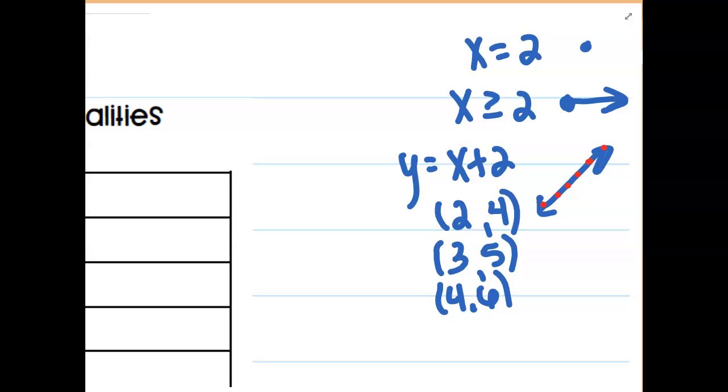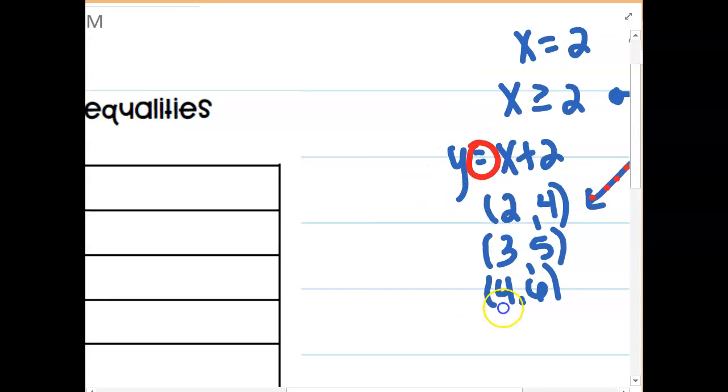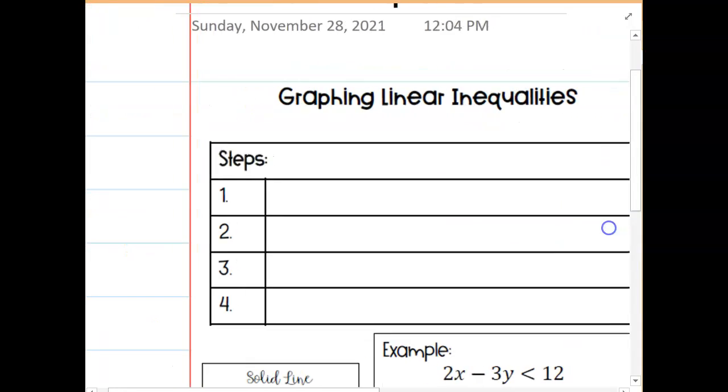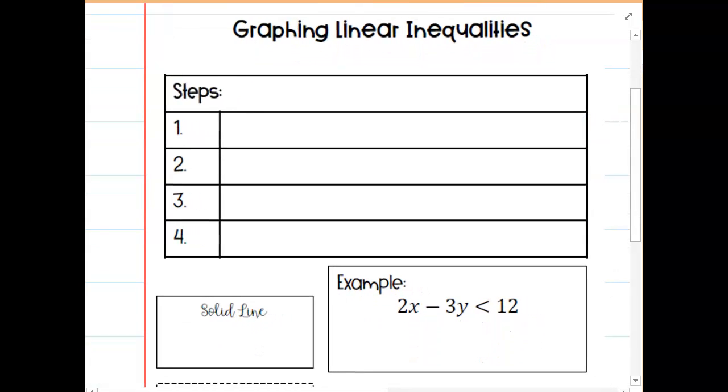What we're doing today is really similar to this, y equals x plus 2, but instead of an equal sign, it's going to have an inequality symbol. Really, it doesn't change a whole lot. It's going to be really, really super simple. Here's how we are going to graph linear inequalities.